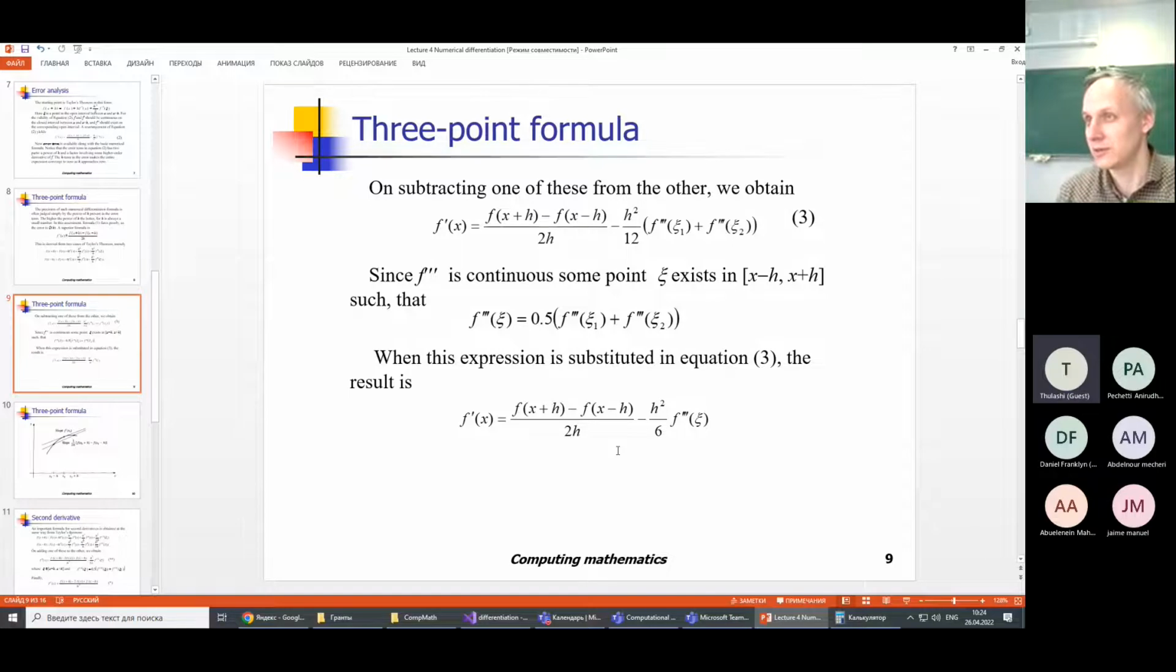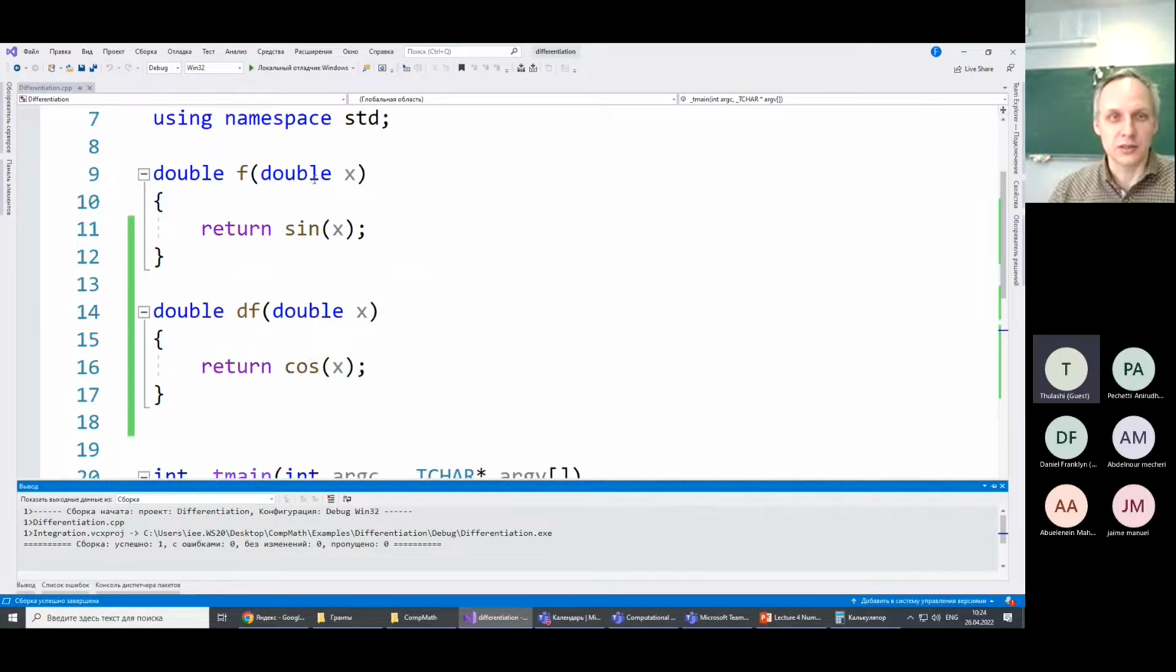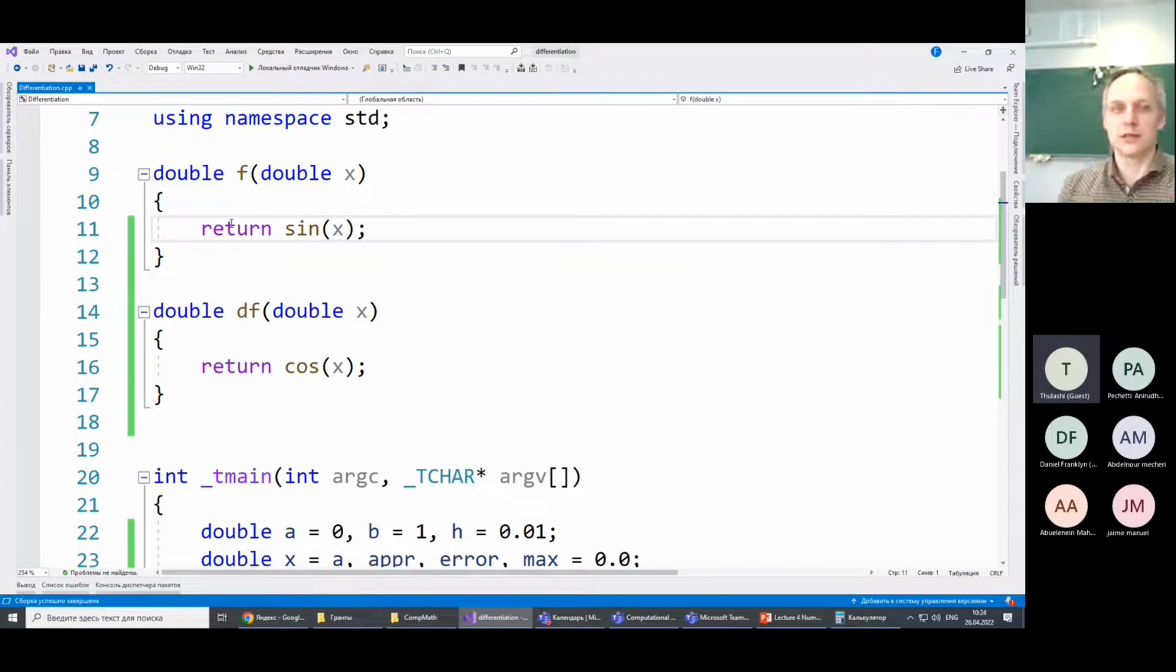Polynomial of second degree. For example, x power 2. The first derivative is 2x, second derivative 2, third derivative 0. Let's use this function as a test function, not sine, because when f of x equals sine x, df equals cosine, then the next derivative is minus sine, then minus cosine. We never get 0.